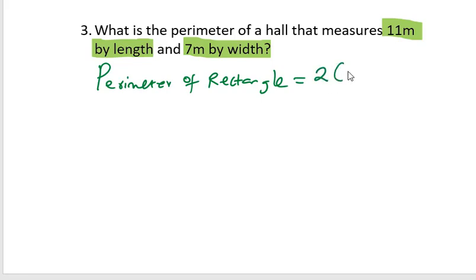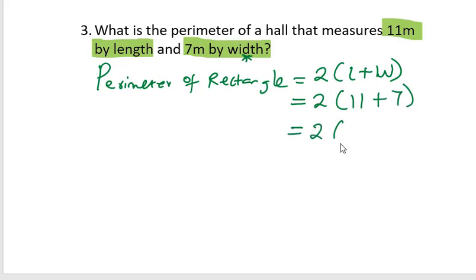Put down your formula, 2(L + B), right? Now this is width, not breadth, so I want to use W instead of B. If I have width, I use W. If I have breadth, I use B. So 2 brackets, what is length? The question says 11 meter by length, so 11 plus, what is width? Width says 7, right? So we are working with what they gave to us. So 2(11 + 7) is 2 times 18.